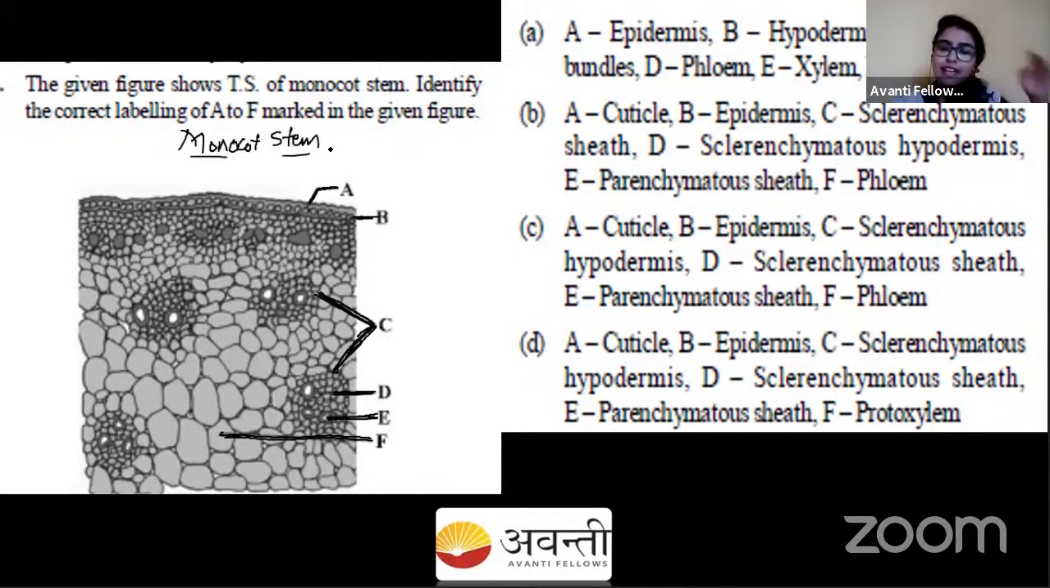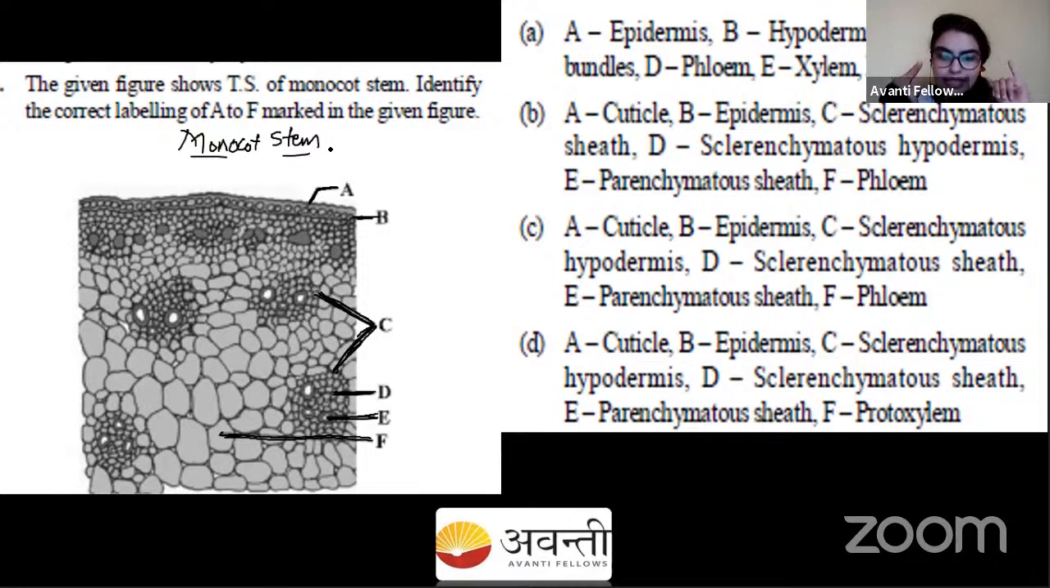So what is the characteristic feature of the monocot stem? First of all, you need to remember, compared to the dicot I'm talking about, the usual epidermis will be there. In dicot, what was there? Epidermis was there, cortex was there. Cortex contained collenchyma and parenchyma. Then endodermis and then stele. Stele had what?